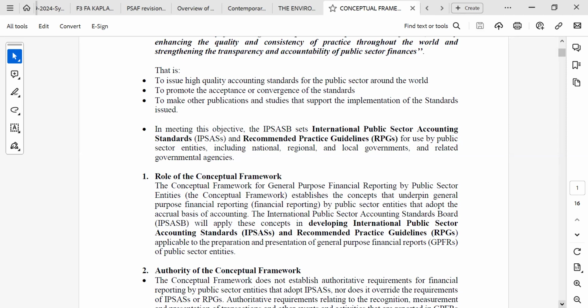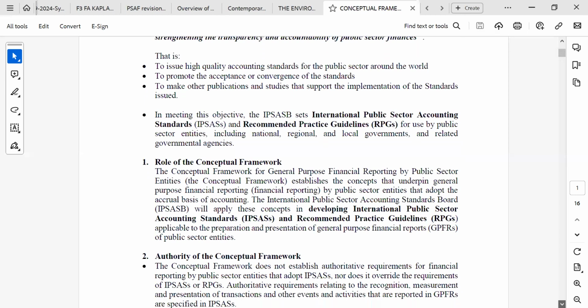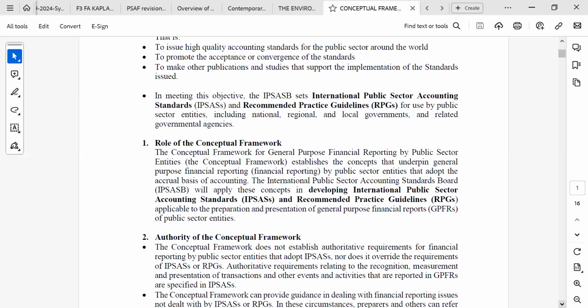All right, so let's come to the authority. What is the authority of the conceptual framework? Authority of the conceptual framework. Okay, I've said that the basic reason for issuing the conceptual framework is to help the preparers of financial statement to deal with issues that are not covered by what? A specific standard. It means that when there is a transaction or an event that is covered by a specific standard, then the conceptual framework will not be applicable there. Then you have to account for that particular item or transaction using the specific standard or the specific IPSAS that's applicable to that particular transaction.